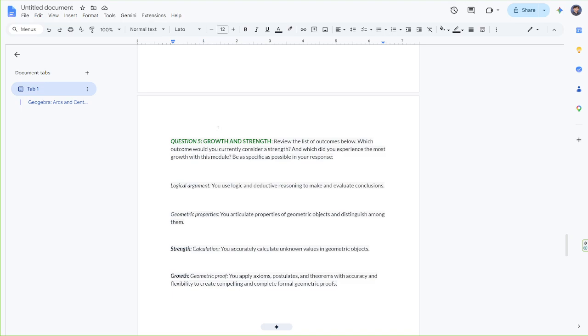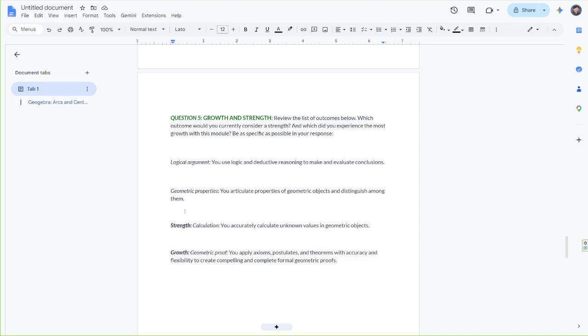Question 5, review the list of outcomes below. Which outcome would you consider a strength, and which did you experience the most growth with this module? So the strength is calculation. You accurately calculate unknown values in geometric objects, and the one I showed most growth in is geometric proof. You apply axioms, postulates, and theorems with accuracy and flexibility to create compelling and complete formal geometric proofs.